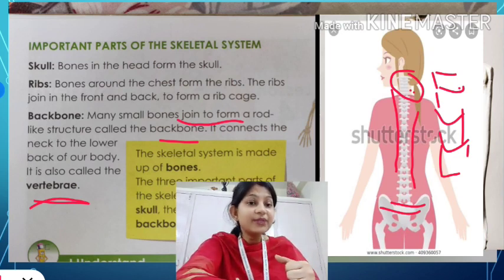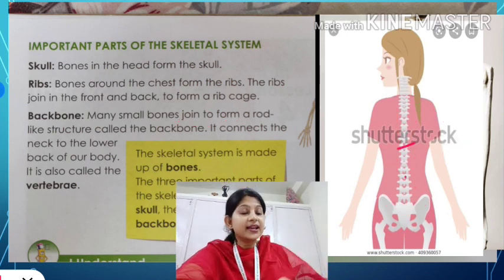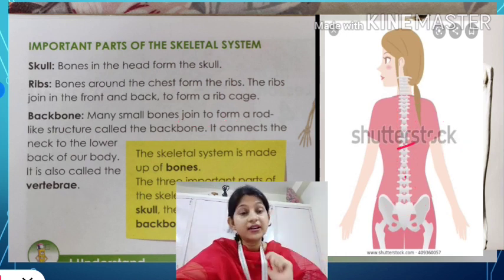Why important? Because one reason is that it is protecting our spinal cord here in the nervous system.